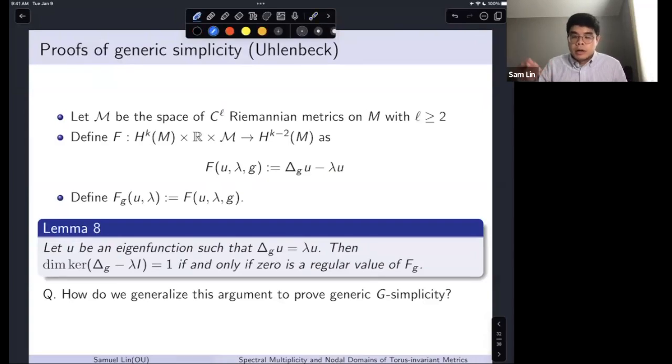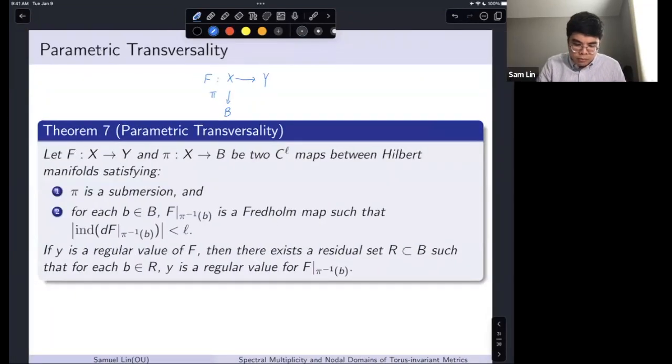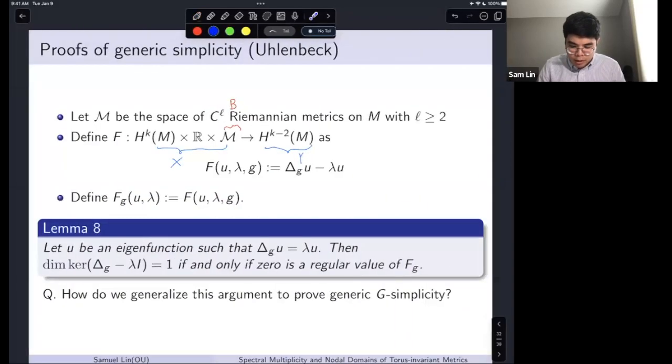So in the context of the previous slide, this is the X in the previous slide, and this is your space B. And the map pi is the natural projection from X to B. And of course, Y is this. So we have X to Y and X to B, two C^L maps. Now let F_g(u, lambda) be F(u, lambda, g). So this is like F restricted on pi inverse of g in the previous slide.